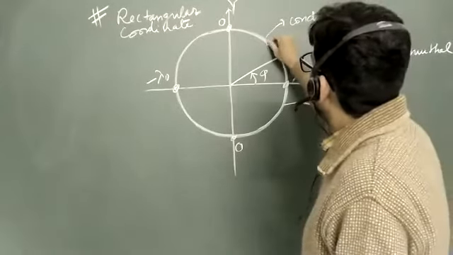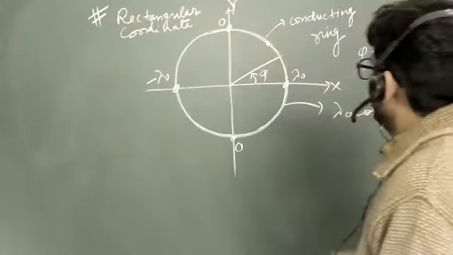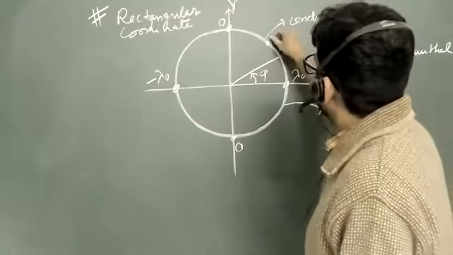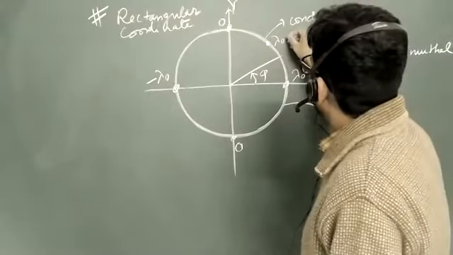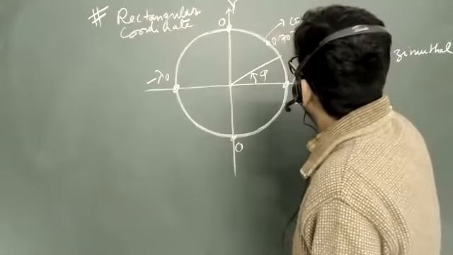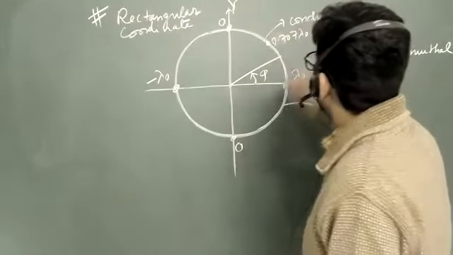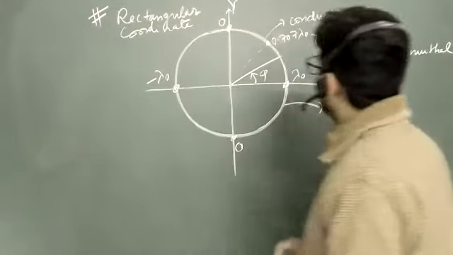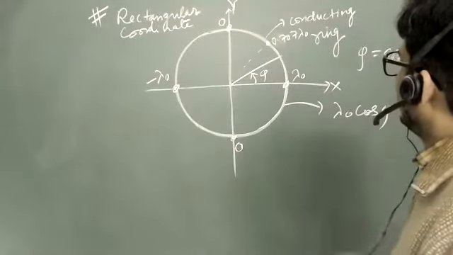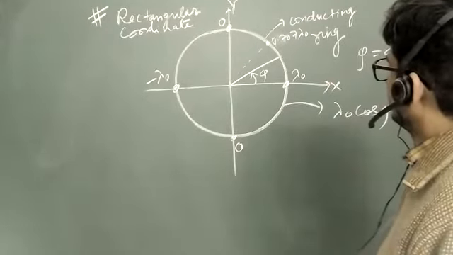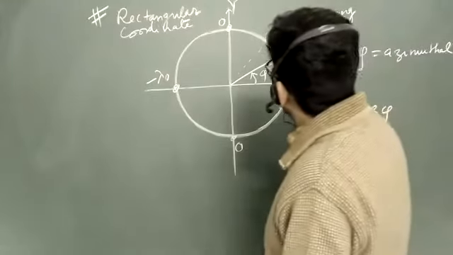So at 45 degrees, what will be the charge density? It will keep on decreasing. What will it become here? Lambda naught by root 2, 0.707 lambda naught. Yes or no? At 45 degrees, this will be the charge density. So it decreased, right? And now it will become 0.